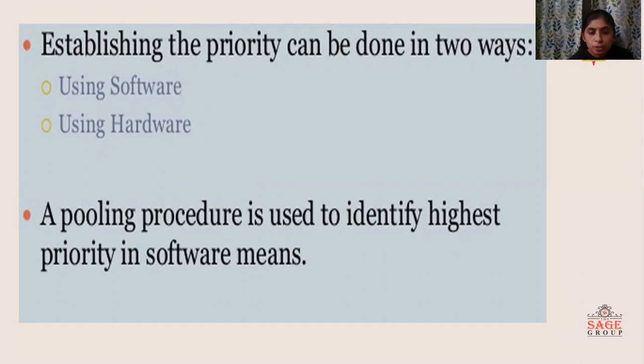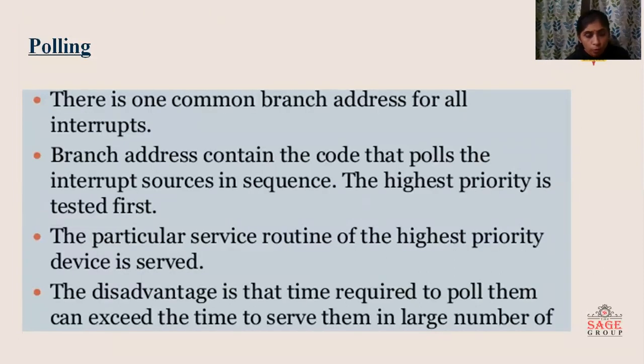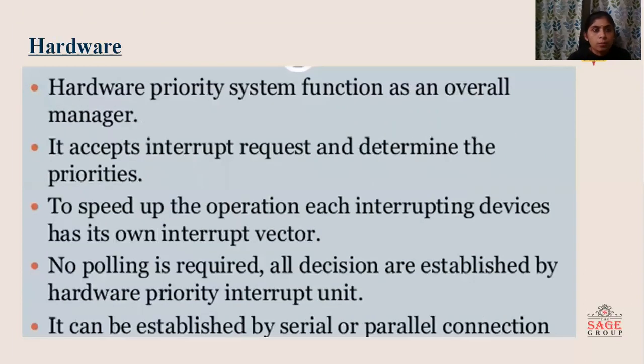A polling procedure is used to identify the highest priority in software. There is one common branch address for all interrupts. The branch address contains the code that polls the interrupt sources in sequence. The highest priority is tested first, and the service routine of the highest priority device is served. The disadvantage is that the time required to poll them can exceed the time to serve them in a large number of devices.